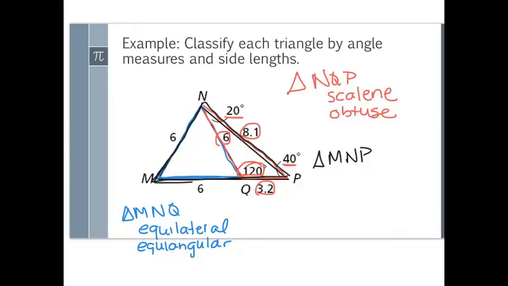Okay. All right, so let's see. We have a side length of 6. We have a side length of 6 plus 3.2, which is 9.2. We have a side length of 8.1. Okay, so that makes that triangle also scalene because there's 3 different side lengths. Okay, but what about the angle measures? I'm going to erase some of this so that we can see a little better what's going on.